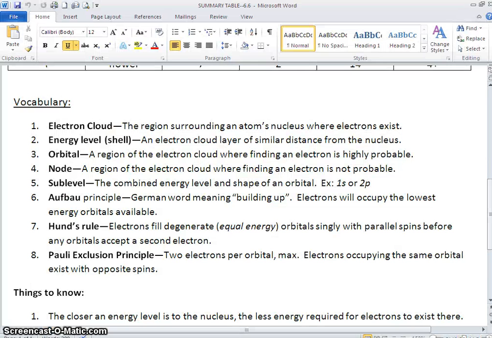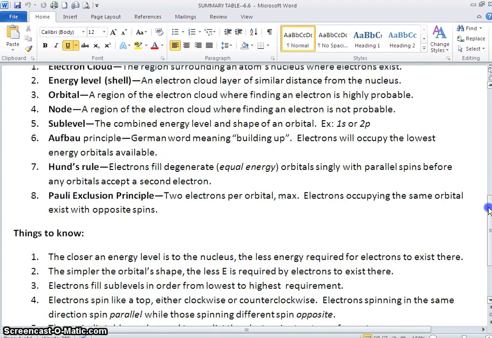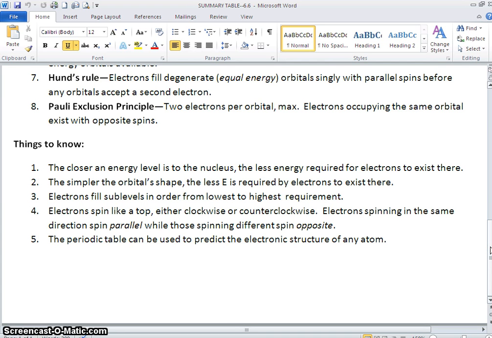Just a quick recap now of the things that we need to know. The closer an energy level is to the nucleus, the less energy electrons need to exist there. The simpler the orbital shape, the less energy an electron has to have to be there. Electrons fill sublevels from lowest energy requirement to highest energy requirement. Electrons also spin like a top, either clockwise or counterclockwise. When electrons have to share an orbital, they will spin opposite each other. When they're in separate orbitals of similar energy, they will spin the same way, which we refer to as parallel.